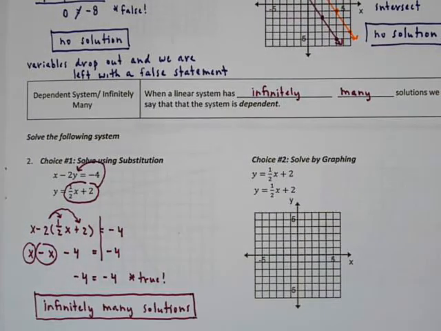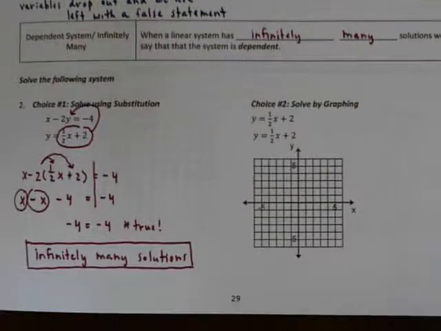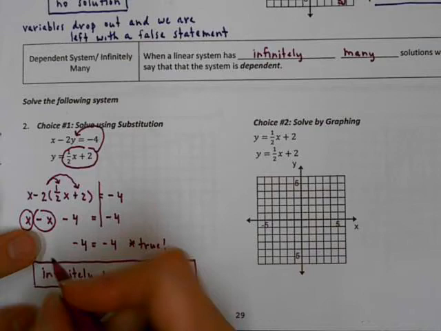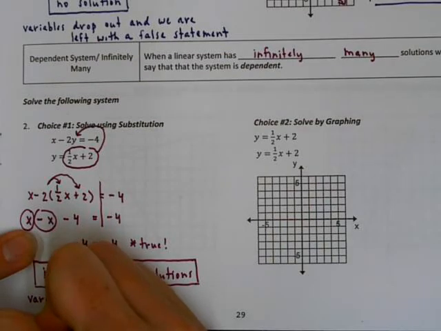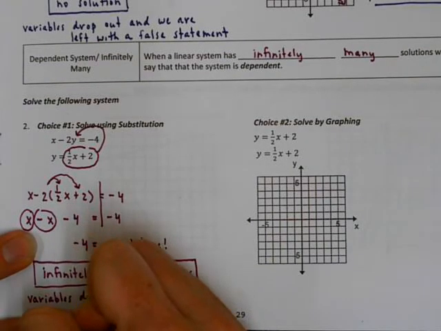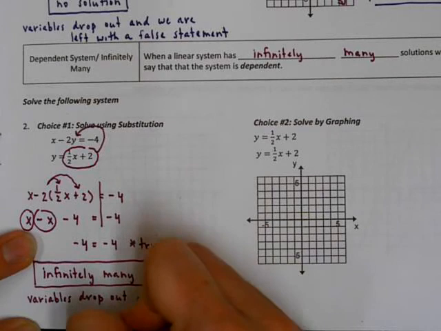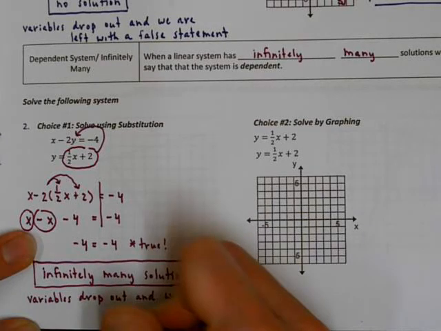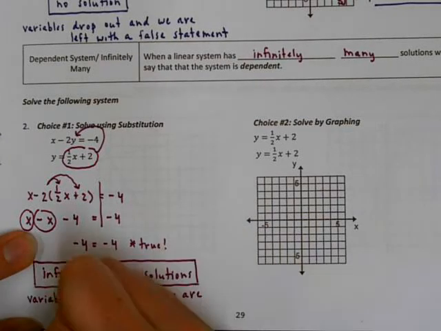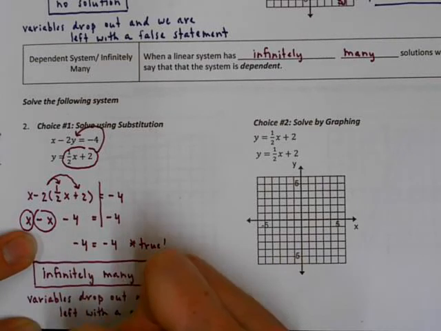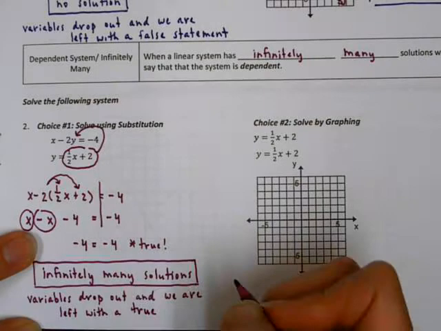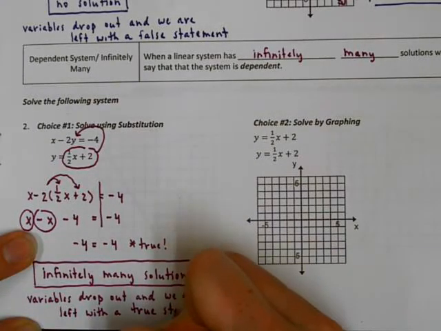Right? And we're going to know we have infinitely many solutions because the variables drop out, and we are left with, in this case, a true statement.